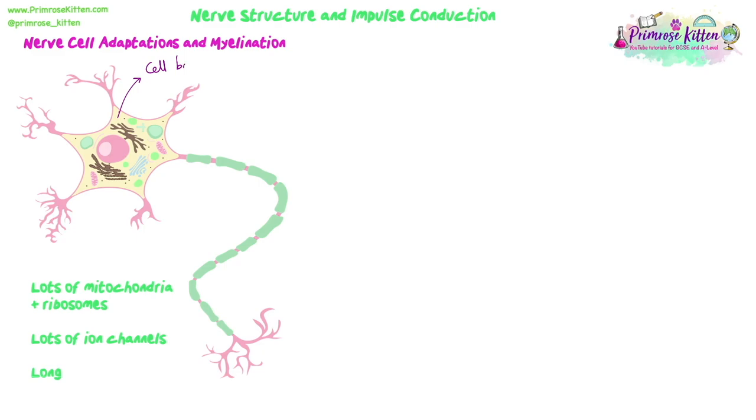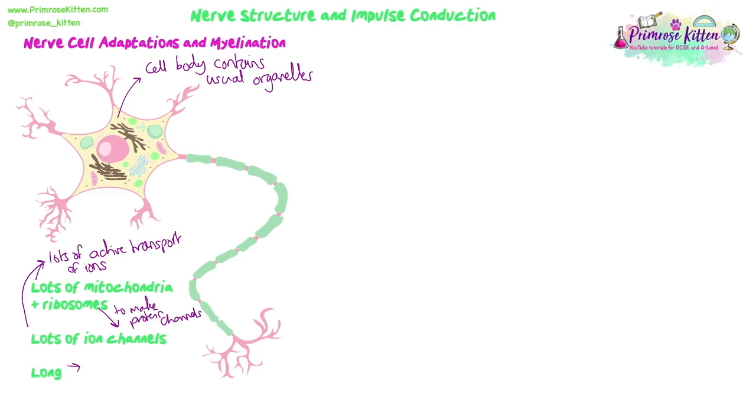So this is a slightly different picture of a neuron. We can see the cell body in a bit more detail. They have lots of mitochondria and lots of ribosomes because they do a lot of active transport and movement of ions. So obviously the active transport, the sodium potassium pump, needs ATP to be able to carry out that active transport. The membrane then is adapted because the cell membrane around the cell body and all along the axon is going to have lots of ion channels as well. And they're very long, so they've got this long, stretched out, thin axon. And obviously they need that to carry impulses over long distances.